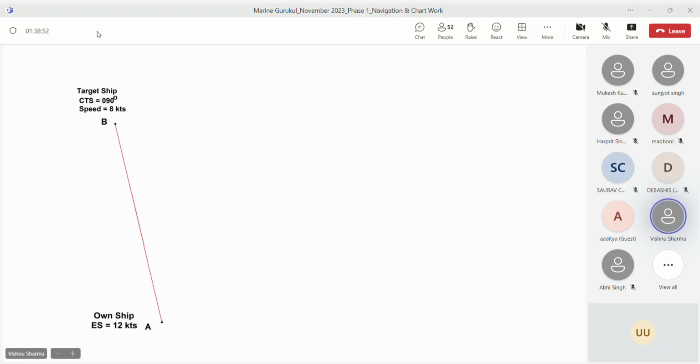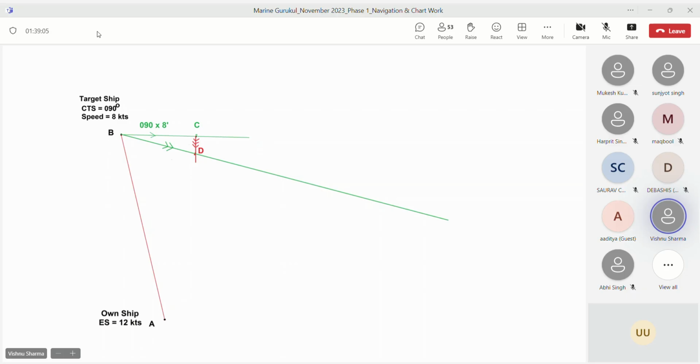And next is find the target position after 1 hour. That means whatever is the CTS of the target, whatever is the engine speed of the target, whatever is the current on the target, apply them, allow for current, and get the CMG of the target and the position after 1 hour. This plot is same as before. Yes or no? Yes, sir.